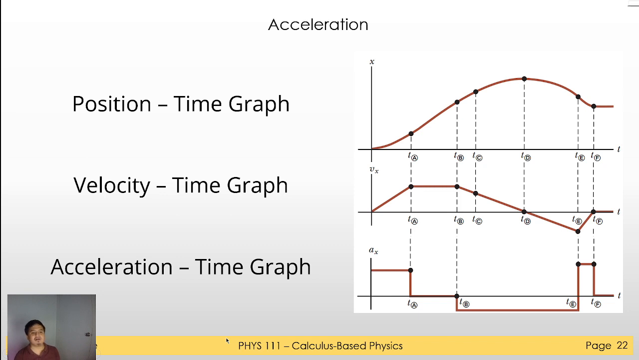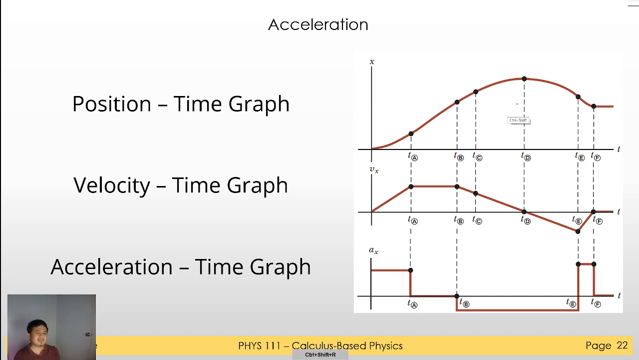Now, this will be a long one. We have three types of graphs in representing the motion of a given particle. The position-time graph measures the position with respect to time, the velocity-time graph measures the velocity with respect to time, and the acceleration-time graph measures the acceleration with respect to time.